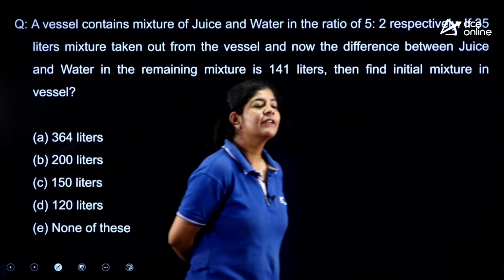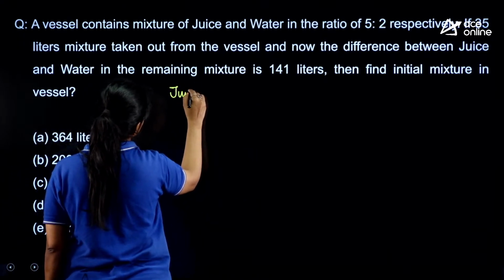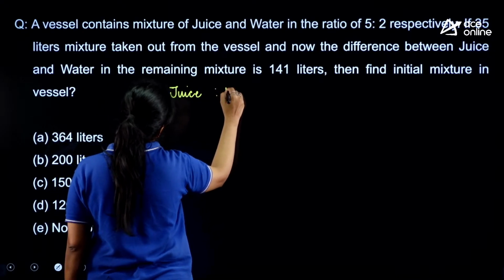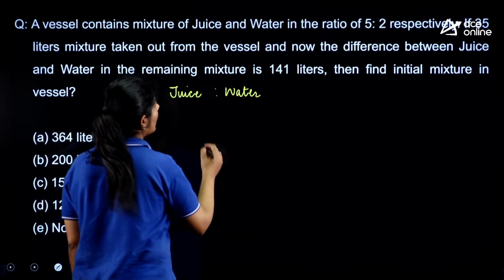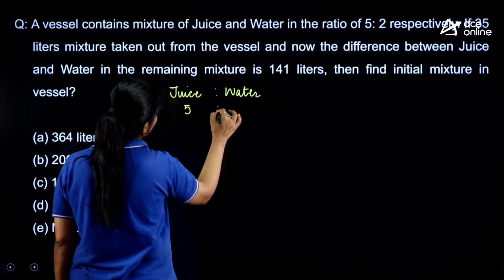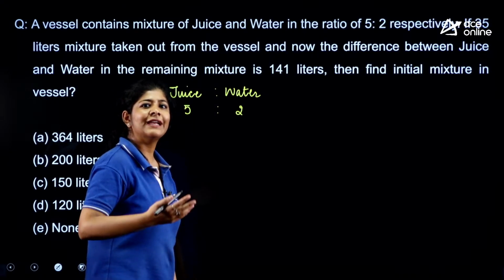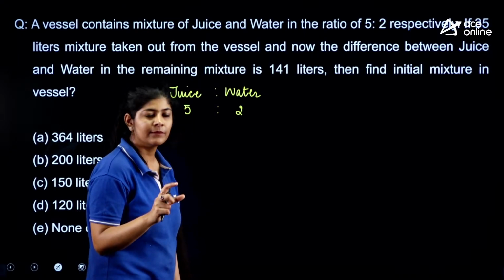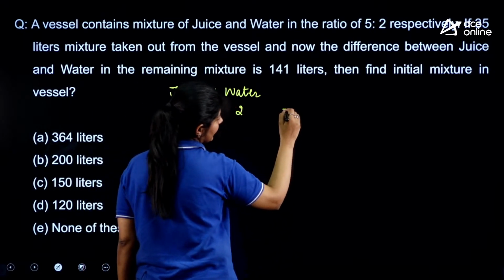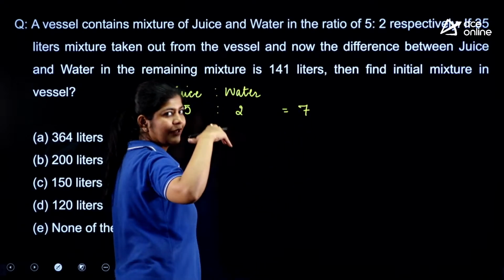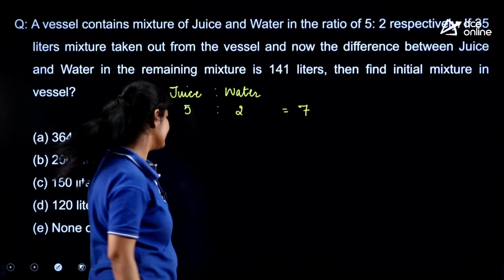Here we are having one vessel, and in that vessel we are having juice and water, right? And the ratio that we are having of juice and water is 5:2. If we take out some quantity out of that, after that also the ratio will remain the same, right? The ratio will remain 5:2 only. So the total quantity we still have after taking out 35 liters of the mixture, after that also the ratio will remain the same.